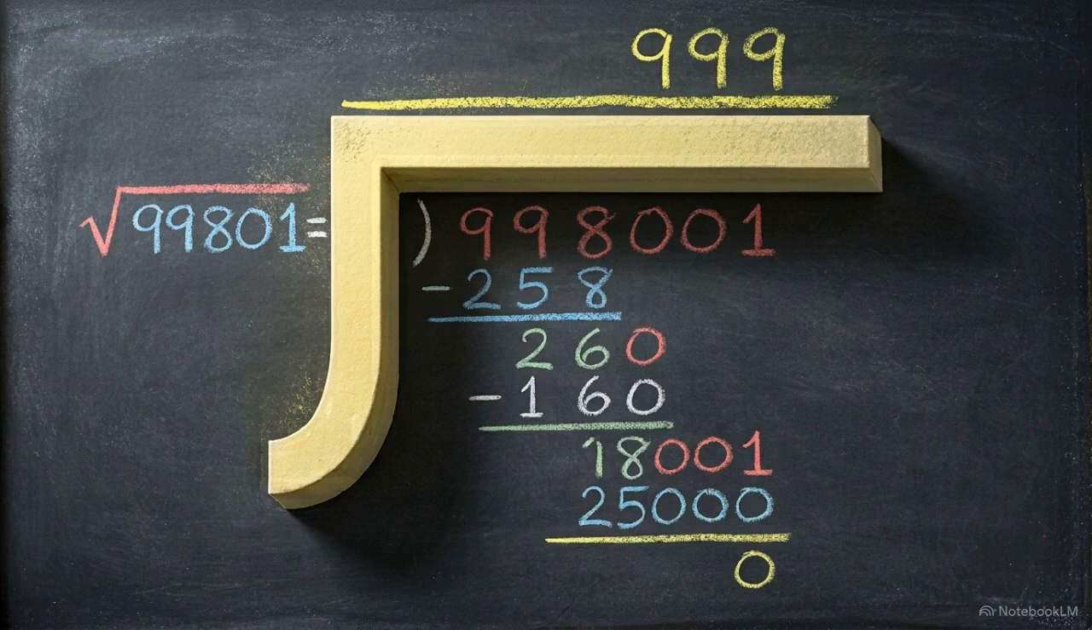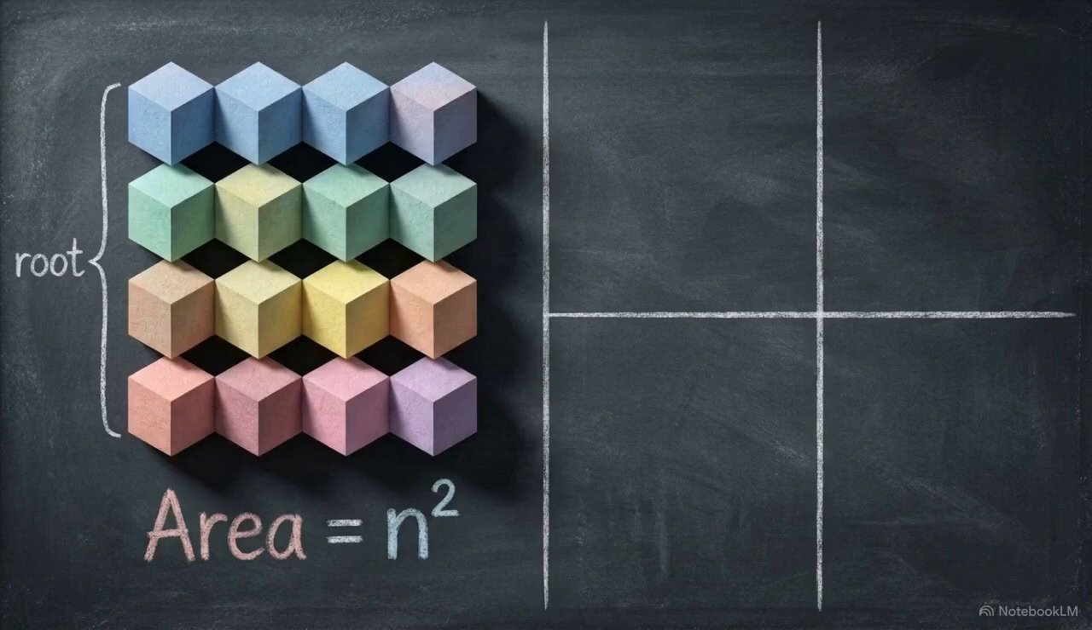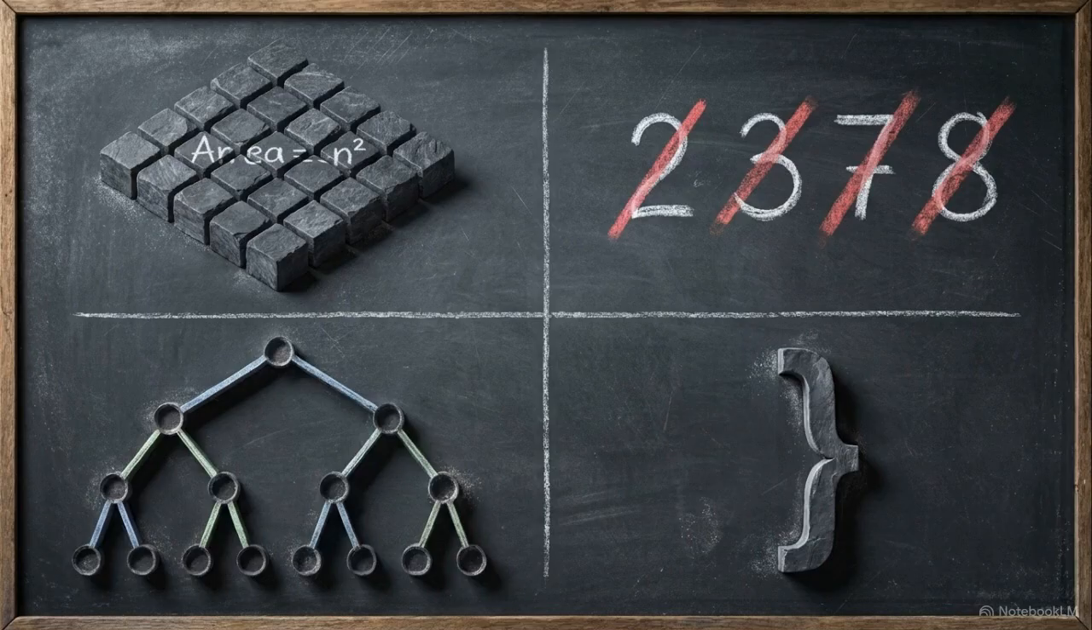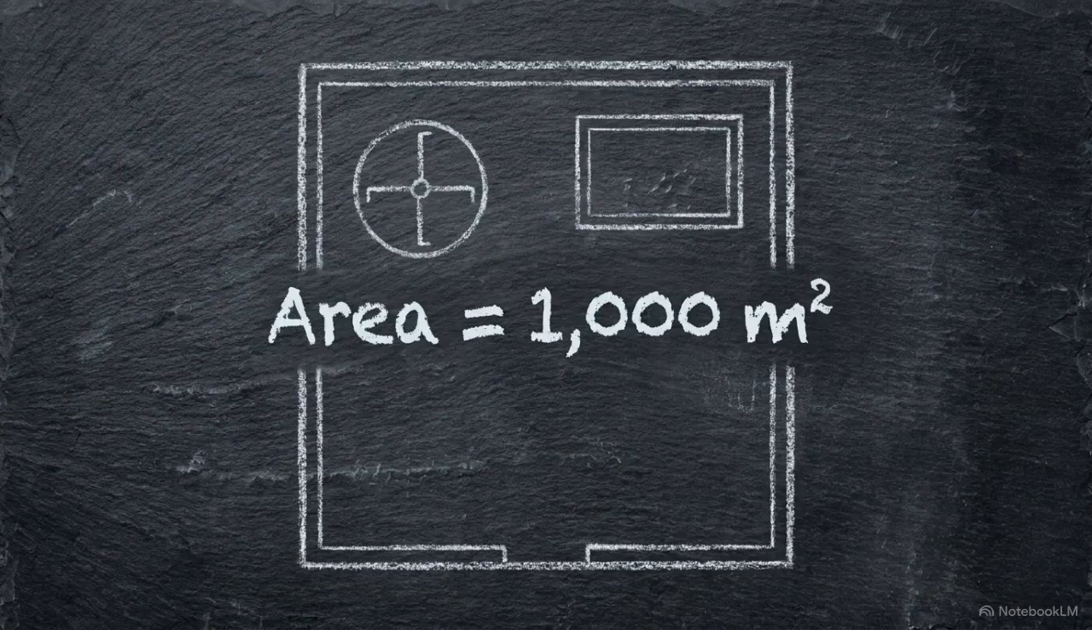We can now assemble a complete toolkit. Remember, square numbers represent a geometric area, and their roots are the length of a single side. Use the elimination rule for your first check. If a number ends in 2, 3, 7, or 8, it cannot be a square. Then select the best method for the size of your number, prime factorization for smaller values, and long division for everything else. Apply this logic to a final challenge.